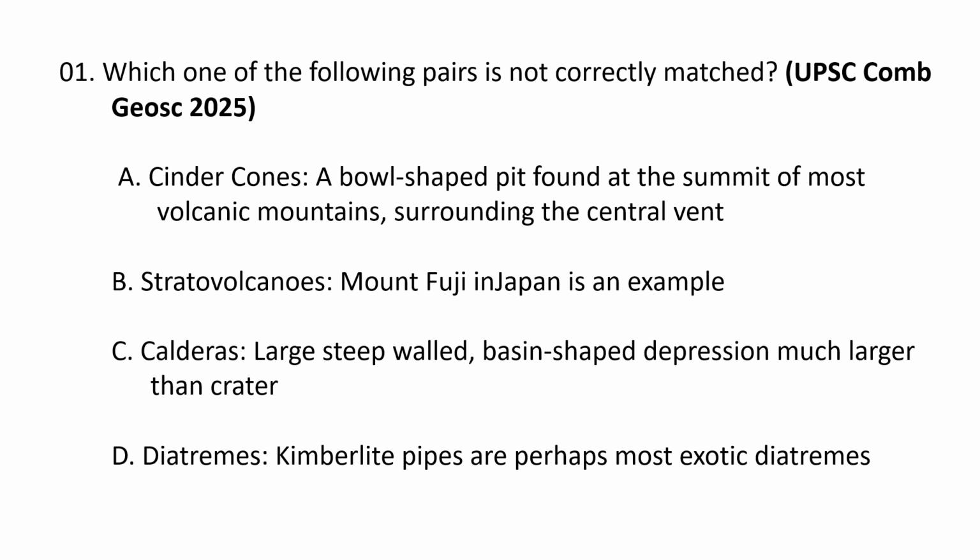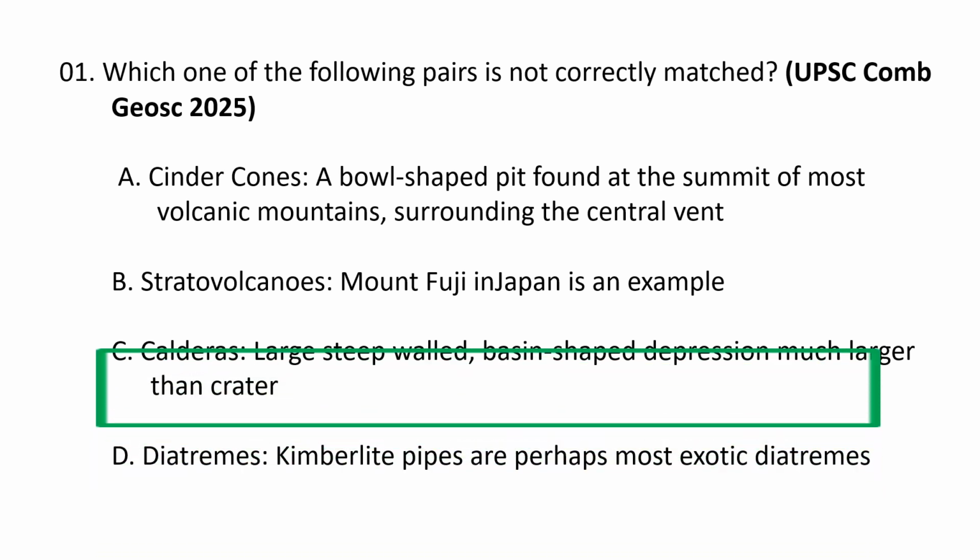So from this, stratovolcanoes, it's Mount Fuji in Japan. It's an example. It is correctly matched. And calderas, these are large, steep-walled, basin-shaped depressions, much larger than the crater. This is also correct. And diatremes, these are the kimberlite pipes. These are perhaps the most exotic diatremes. So the one which is not correctly matched is A, that is cinder cones. A bowl-shaped pit which is formed at the summit of most volcanic mountains surrounding the central vent is not correctly matched. So that's why A is the correct option.